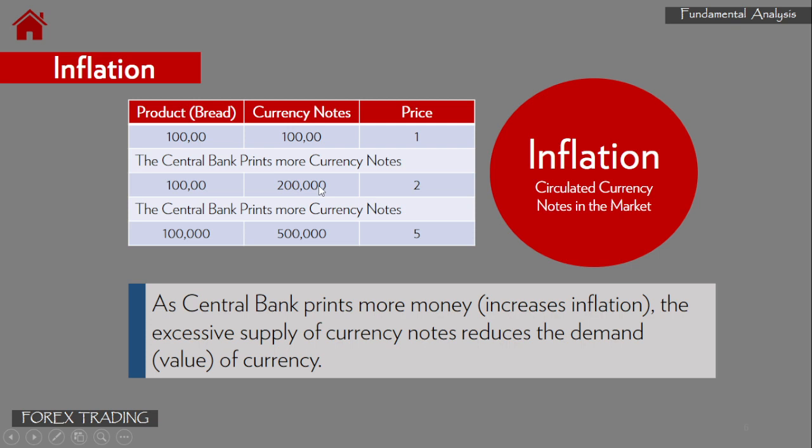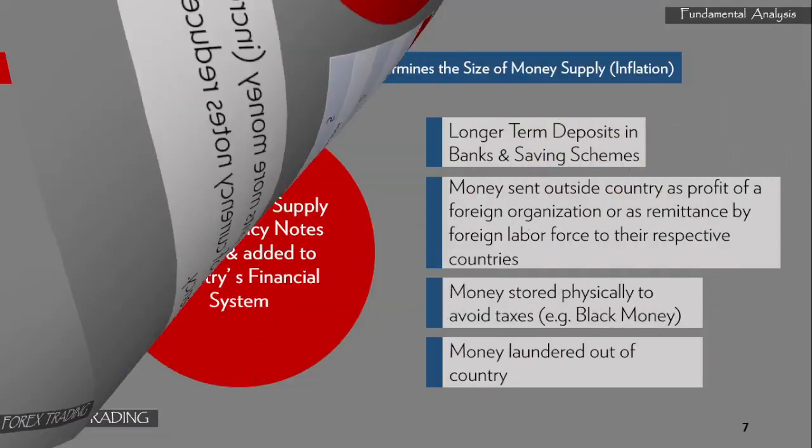In the same way, if the central bank prints another 300,000, now we have 500,000 circulated currency notes in the market, but at the same time we have only 100,000 units of bread available. So what will happen now? One unit of bread will cost 5. This is how inflation happens in a country. As the central bank prints more money, it increases inflation. The excessive supply of currency notes reduces the demand or the value of the currency.